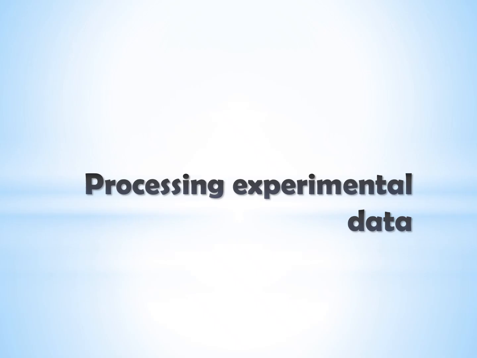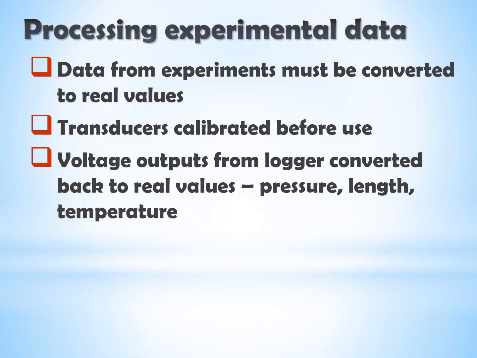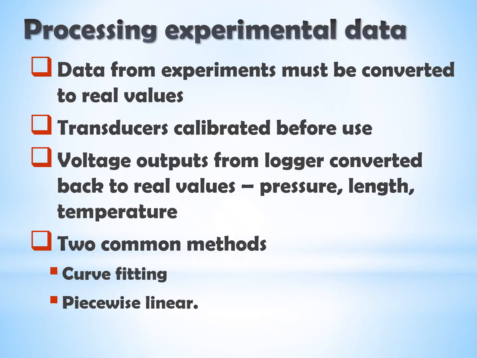Processing experimental data. Now we'll discuss how to process experimental data generated by your turbines in the lab experiments. Data recorded in the experiments must be converted to real values. To achieve this, transducers are calibrated before use. Voltage outputs from the logger should be converted back to real values such as pressure, length, or temperature. There are two common methods for doing this, including curve fitting and piecewise linear approximation.